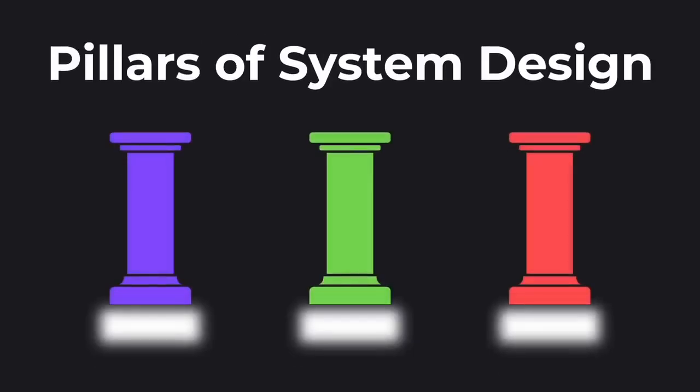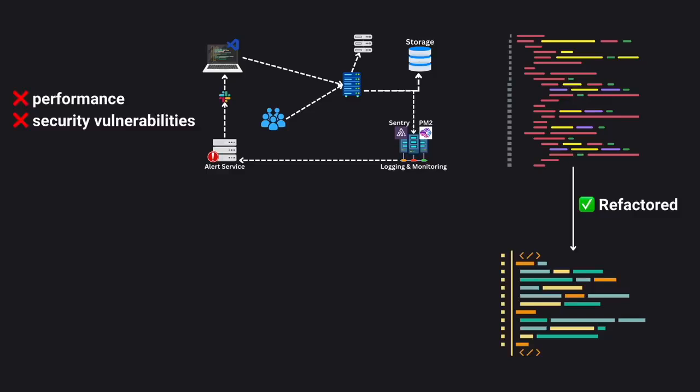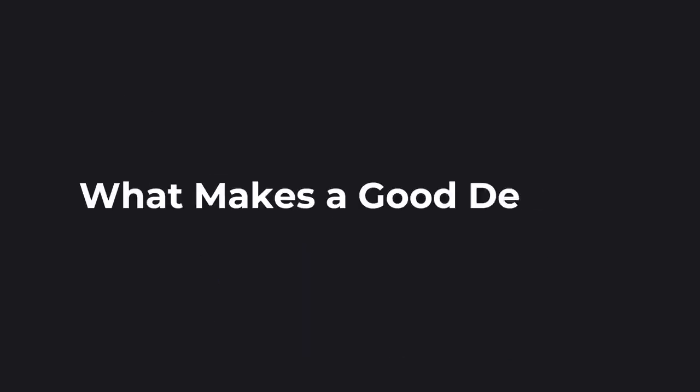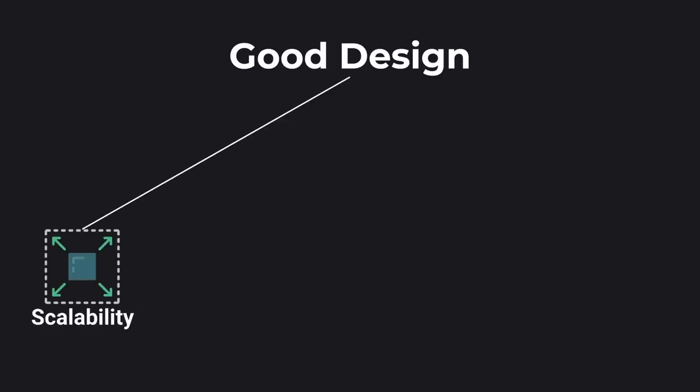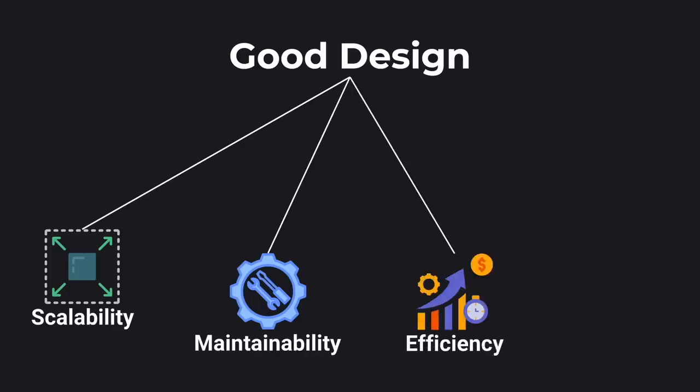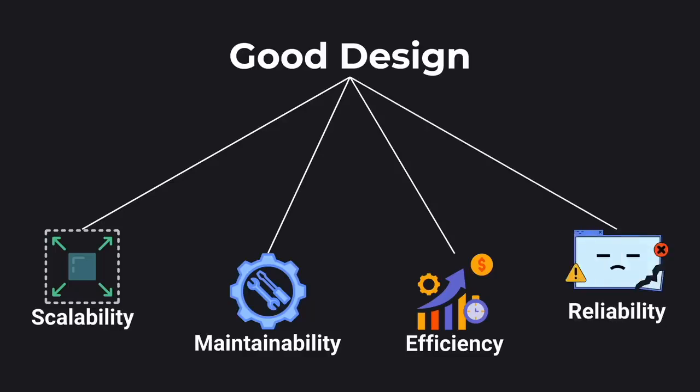In this section, let's understand the pillars of system design and what it really takes to create a robust and resilient application. Now, before we jump into the technicalities, let's talk about what actually makes a good design. When we talk about good design in system architecture, we are really focusing on a few key principles. Scalability, which is our system growing with its user base. Maintainability, which is ensuring future developers can understand and improve our system. And efficiency, which is making the best use of our resources. But good design also means planning for failure and building a system that not only performs well when everything is running smoothly, but also maintains its composure when things go wrong.